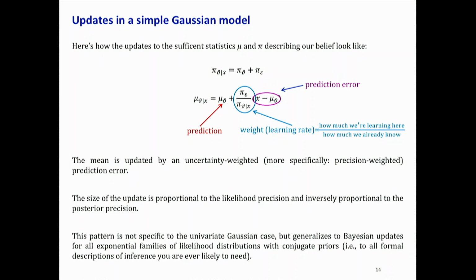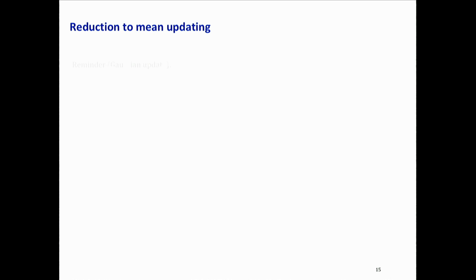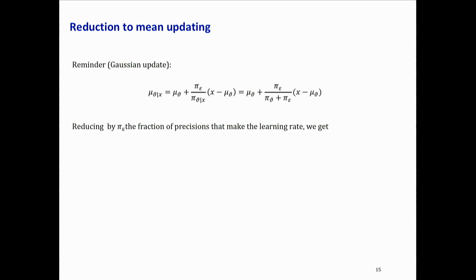And as we shall see, this pattern is not specific to the univariate Gaussian case, but it generalizes to Bayesian updates for all exponential families of likelihood distributions with conjugate priors. So now, let's take this apart.